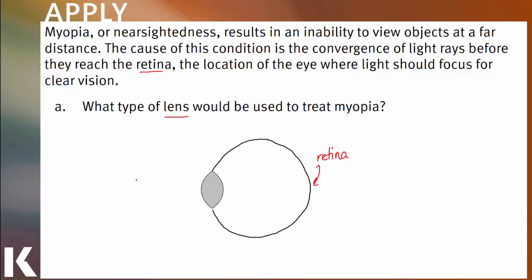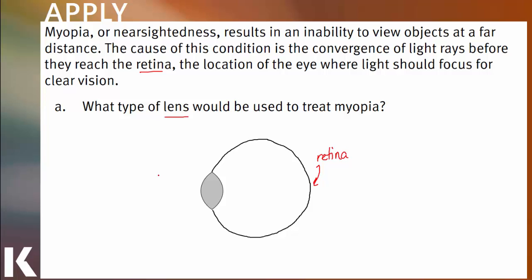So what's more likely to happen with our myopic individual is that these parallel rays of light will become over-focused, and therefore the image will form before the retina. And because essentially this issue of myopia is caused by the over-focusing of light, we can treat it by spreading light out. In other words, we will need a diverging lens.